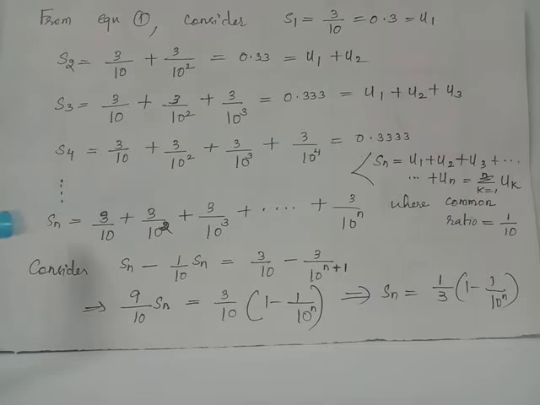Proceeding like this, we will have S suffix n equals 3 by 10 plus 3 by 10 square plus 3 by 10 cube plus etc. plus 3 by 10 raised to n, considering n terms, that is Sn will be the sum of u1, u2, u3 plus etc. up to un. Here for this particular series, notice that the common ratio equals 1 by 10, which is obtained by dividing the second term with the first term or the third term with the second term.